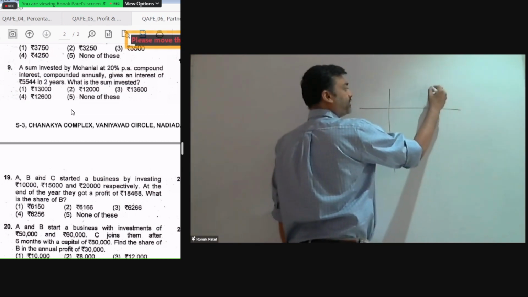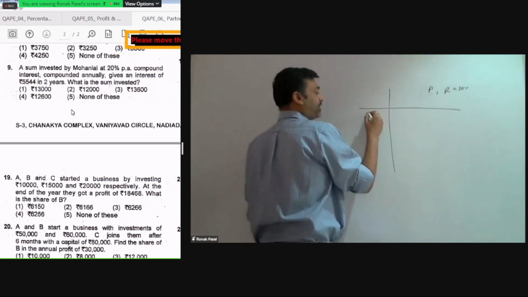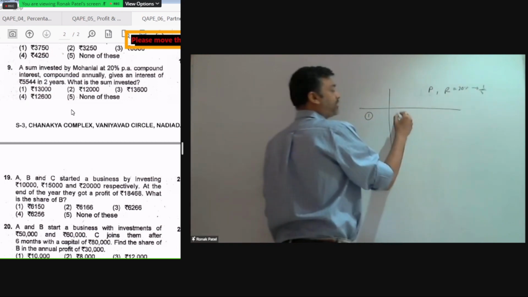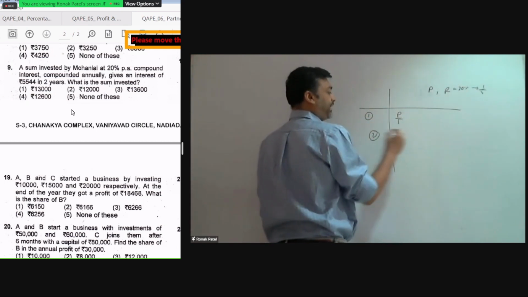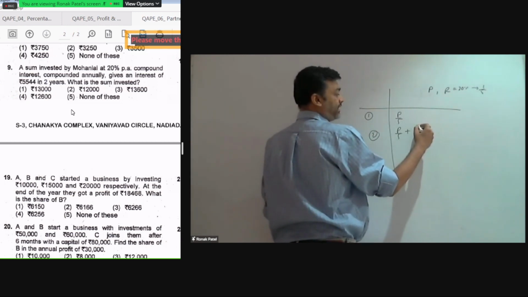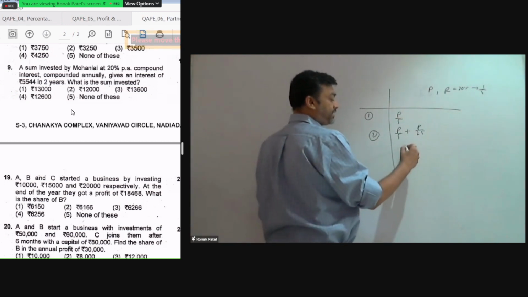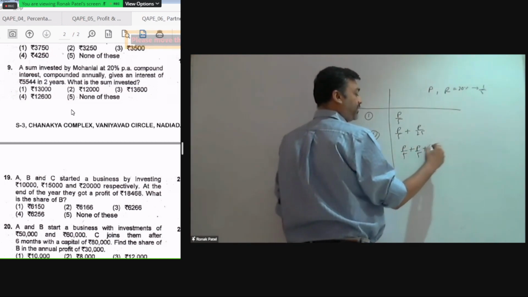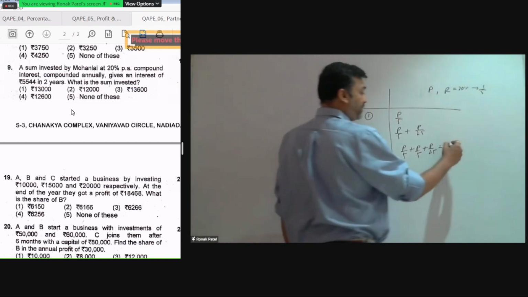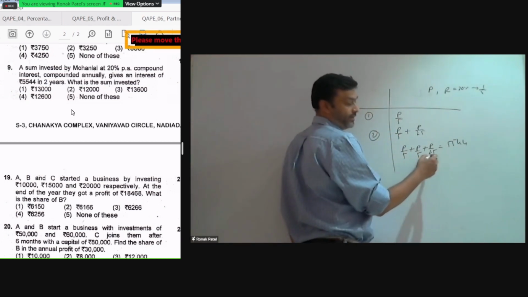Here the principal is not given, and the rate of interest is 20% for 2 years. For the first year, 20% is 1/5, so it is P by 5. Second year, it is P by 5 plus once again 20% of this, right? So that's P by 25, once again 1/5. In addition, P by 5 plus P by 5 plus P by 25 should be equal to how much? They have given 5,544.